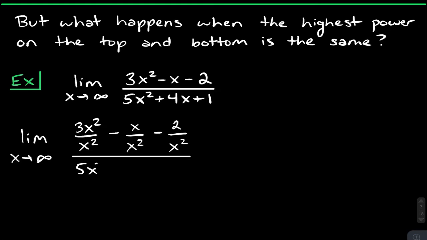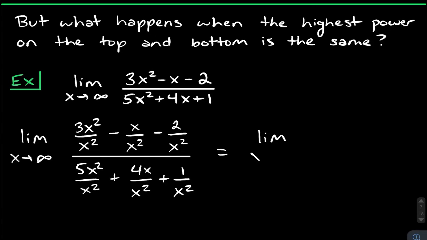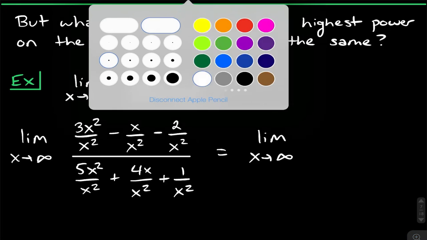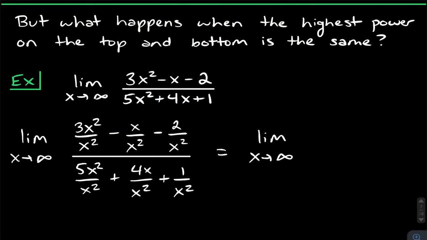We get 5x squared over x squared plus 4x over x squared plus 1 over x squared, right? And if we simplify this, I want you to, again, look at everything that cancels off here. Here we end up with an x in the denominator. This simplifies to be 1 over x. So as x approaches infinity, that goes to 0.